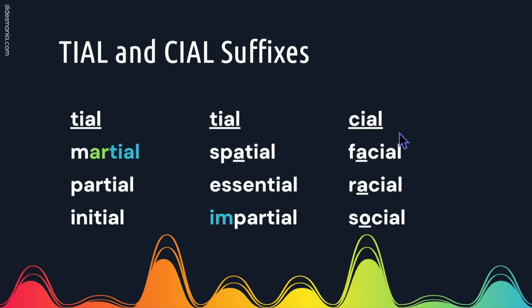Both of these suffixes are pronounced "shull." AR says R, so here we have martial, partial, initial, spatial, essential, and impartial. Notice right here we have the prefix im-, which will be covered in the prefix video. These words are also pronounced with "shull." Once again, the underlined letters have their long sound.